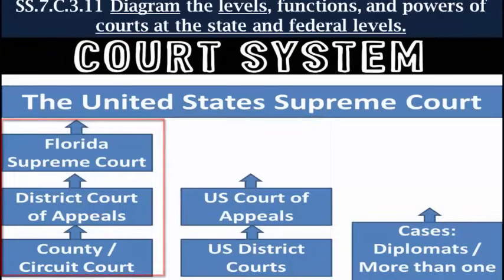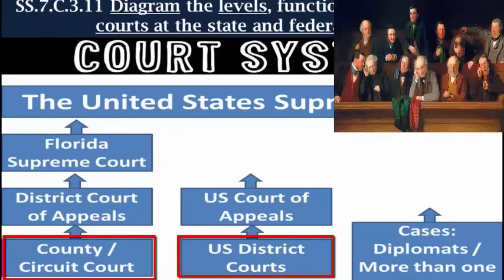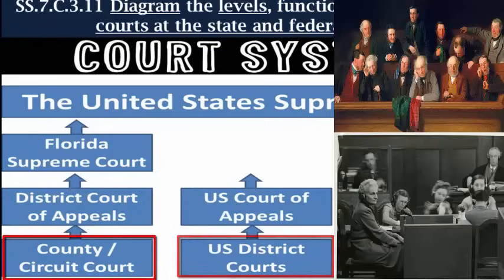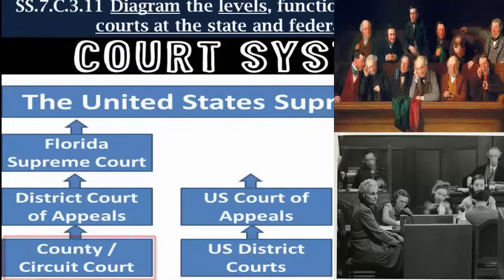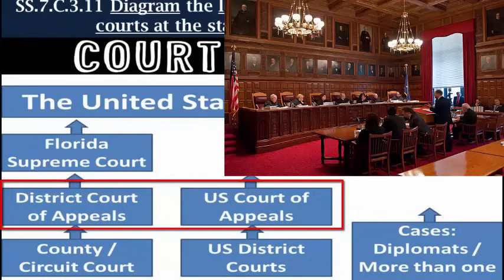At the bottom in Florida, like most other states, you have county or circuit courts where the trial starts. And this is the same for U.S. district courts. This is the level where you have juries and witnesses, where most cases start and end. Above this level, you have courts of appeals that have appellate jurisdiction, where small panels of judges will decide if the defendant had a fair trial the first time.